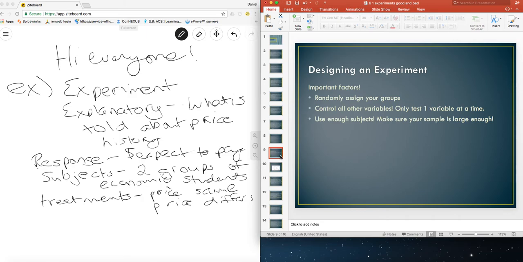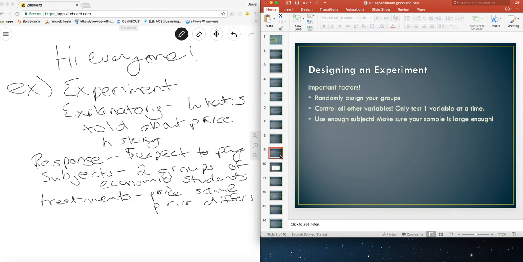So if I am testing who's going to do better online versus in person, I should probably have the same teacher for both online and in person, because if I have different teachers, or I use a different textbook, or if I make one test really hard and the other test really easy, you can see how that might change my results. Make sure you use enough subjects.